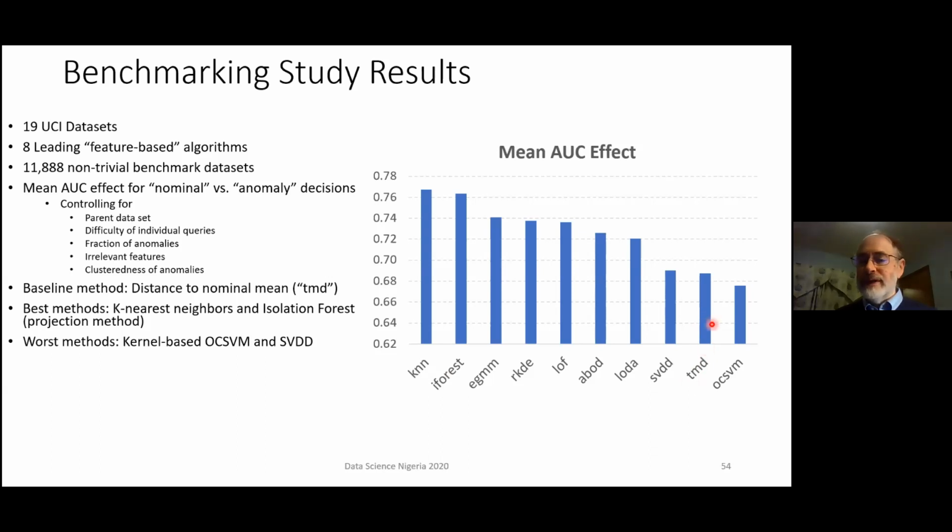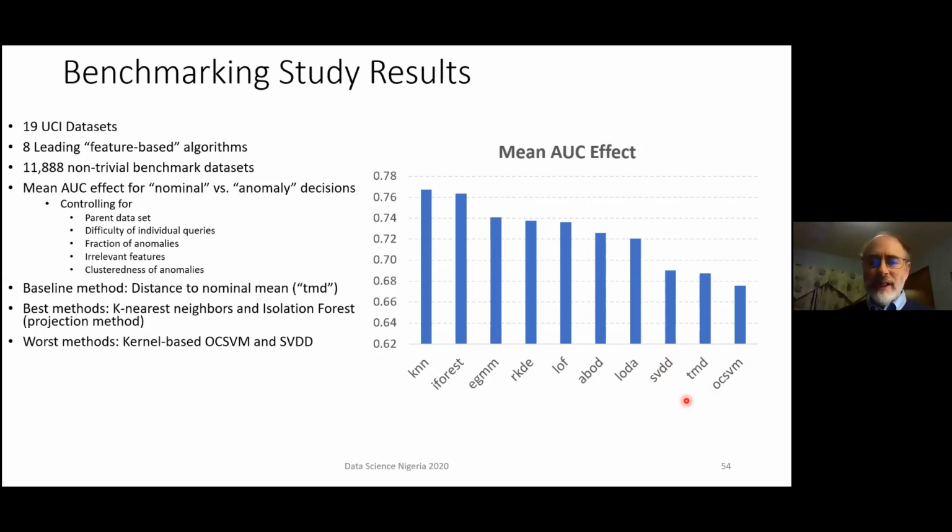So the distance to the mean of the nominal data. And then this was the one-class support vector machine and support vector data description. Those 2 quantile methods perform very poorly in our benchmarking. And we still don't really understand why.